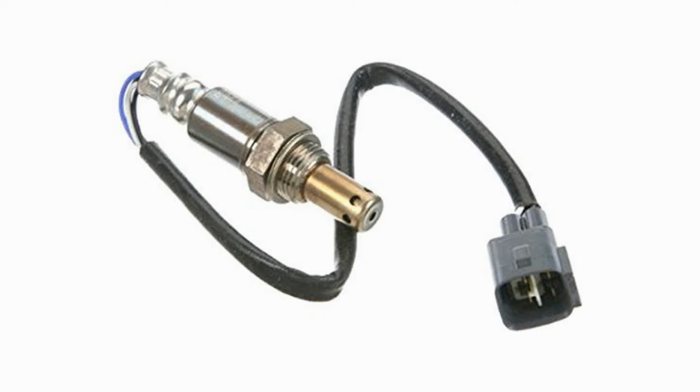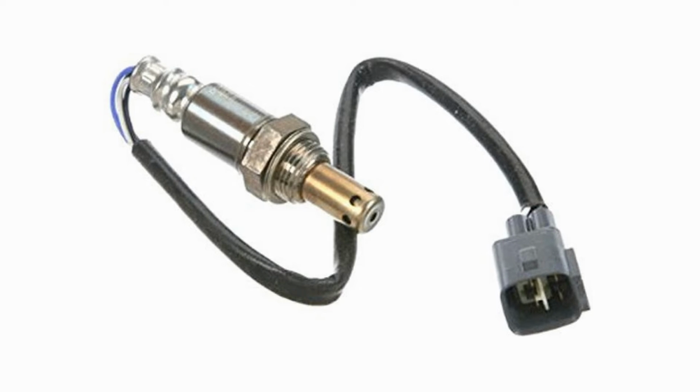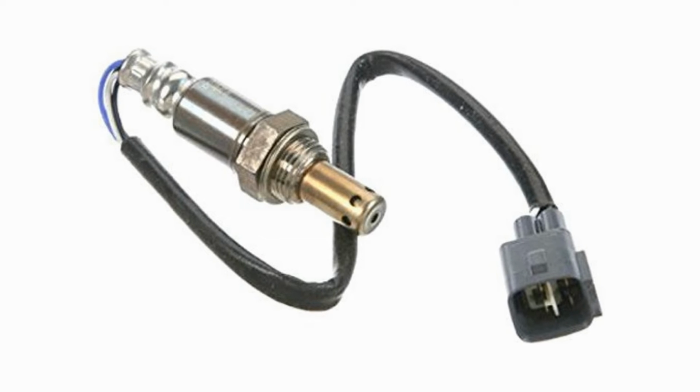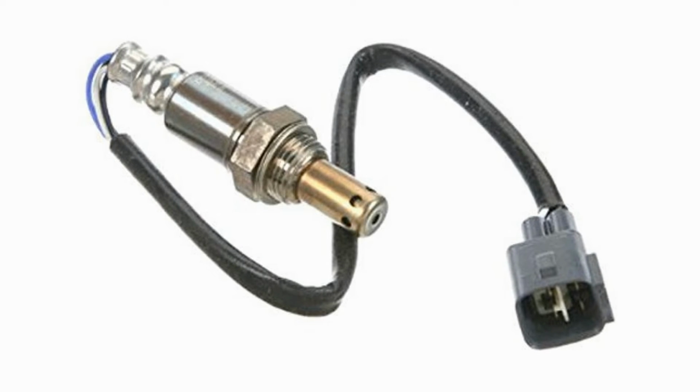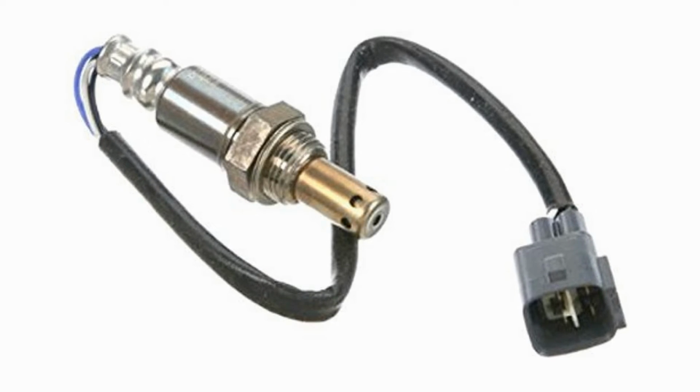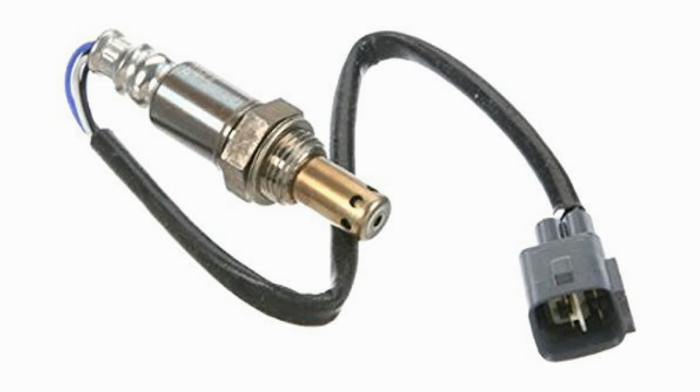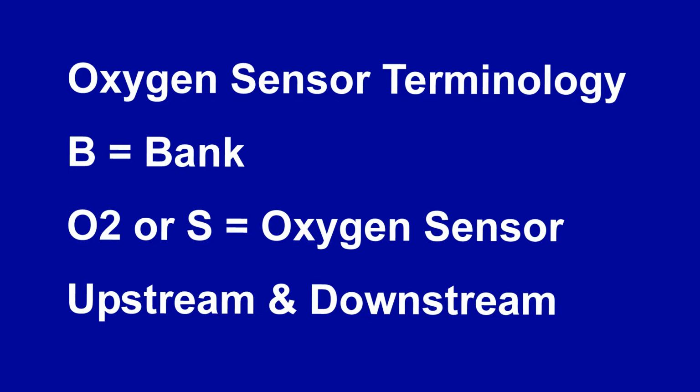Years ago, when oxygen sensors first started being used, a vehicle may have had just 1 or 2 depending on the number of banks, but today's vehicles can have as many as 4 to 8 depending on the number of banks. Diagnostic scanners will use oxygen sensor terminology such as B for bank, O2 or S for oxygen sensor, and may even display upstream and downstream. These terms are used to locate the faulty oxygen sensor.